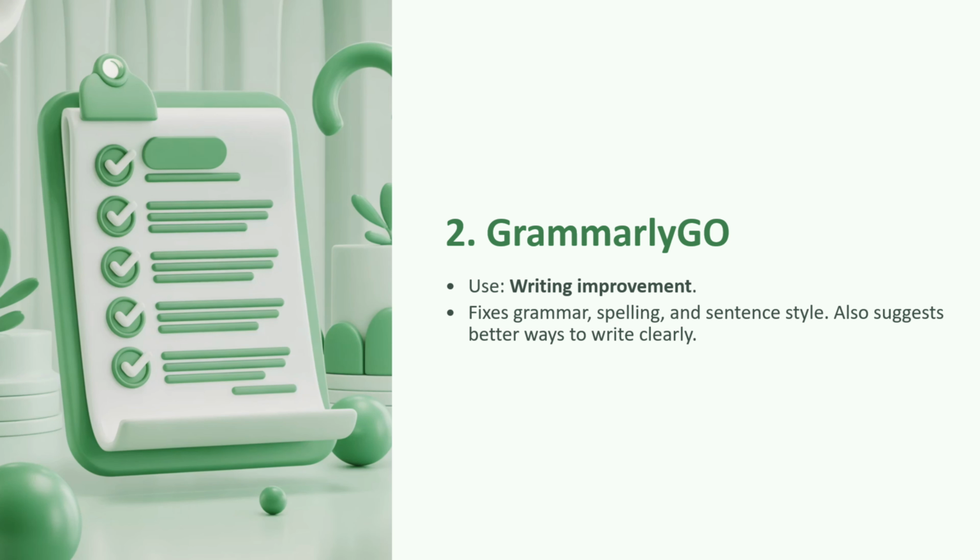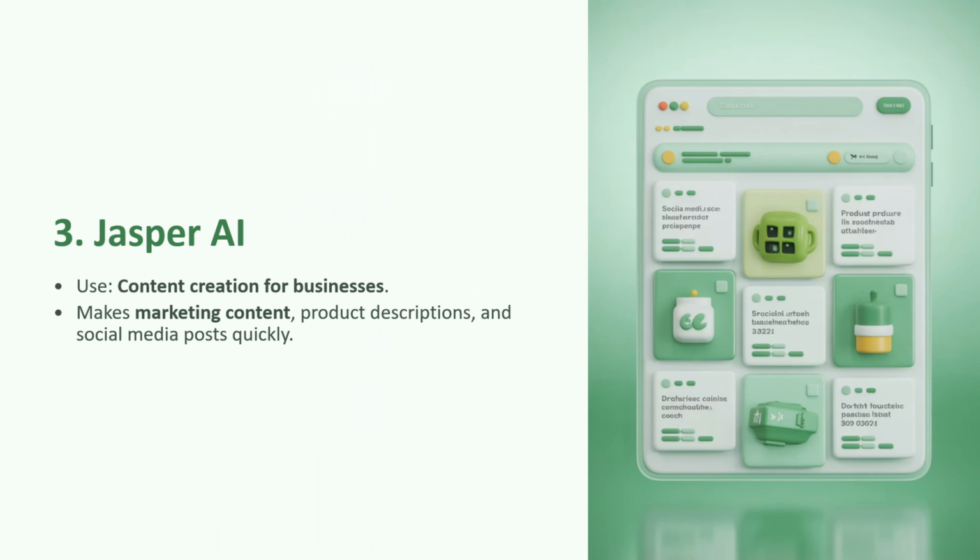Second one is Grammarly Go. It is used for writing improvement and it fixes grammar, spelling and sentence style. Also suggests better ways to write clearly. Third one is Jasper AI. It is used for content creation for businesses and it makes marketing content, product descriptions, and social media posts quickly.